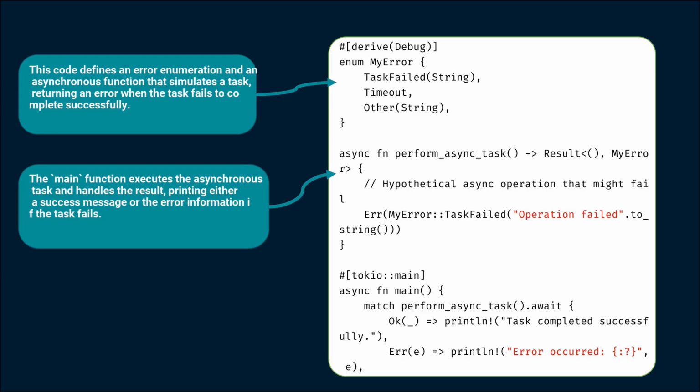Now let's implement the main function, which is marked with tokio::main, to denote that it is an asynchronous entry point. Inside, we call performing_task and handle the result using a match statement. If the task succeeds, we print a success message. If it fails, we display the error details. This framework not only makes error management accessible, but also encourages maintainable and resilient asynchronous code.